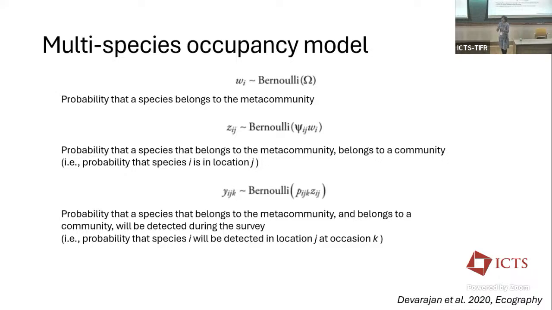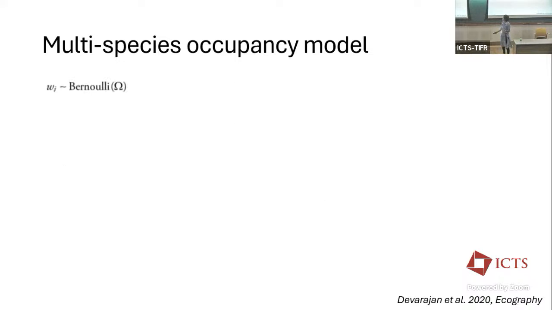Once you have that, if species 1 is present in location 1, does it get detected by you when you go on occasion 1, occasion 2, occasion 3 and occasion 4 or not? That's it, that's all it does. So it takes a bunch of species: is it actually present in your meta-community? If it is there, is it present in location 1, location 2, location 3? If it is in location 1, do you detect it each time you come? These are your 3 different things.